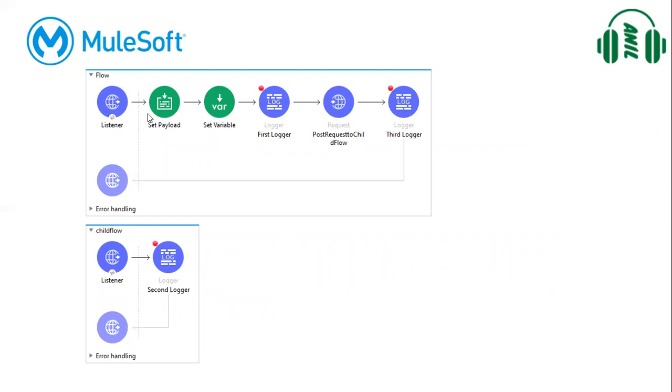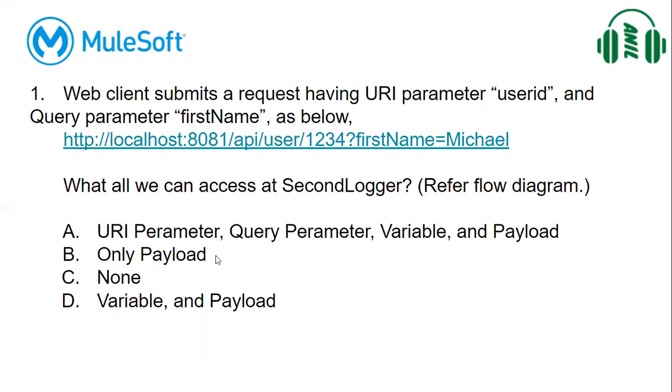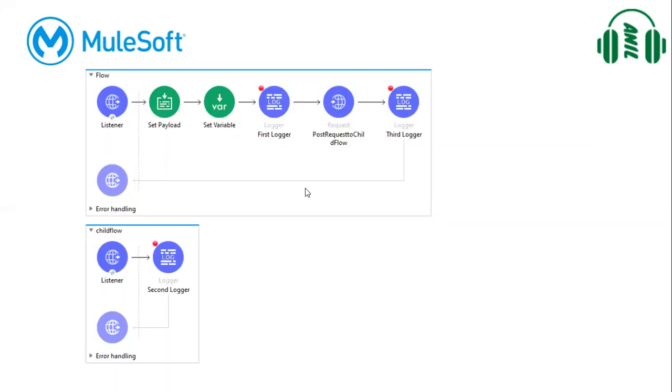See this. Here we are receiving a request. So we are receiving URI parameter and query parameter here, and we are setting a payload here and creating a variable here. And we are calling this child flow using this HTTP requester. So the question is, what all can we access at the second logger at this place? Of these four: URI parameter, query parameter, payload, and variables, what all can you access at the second logger?